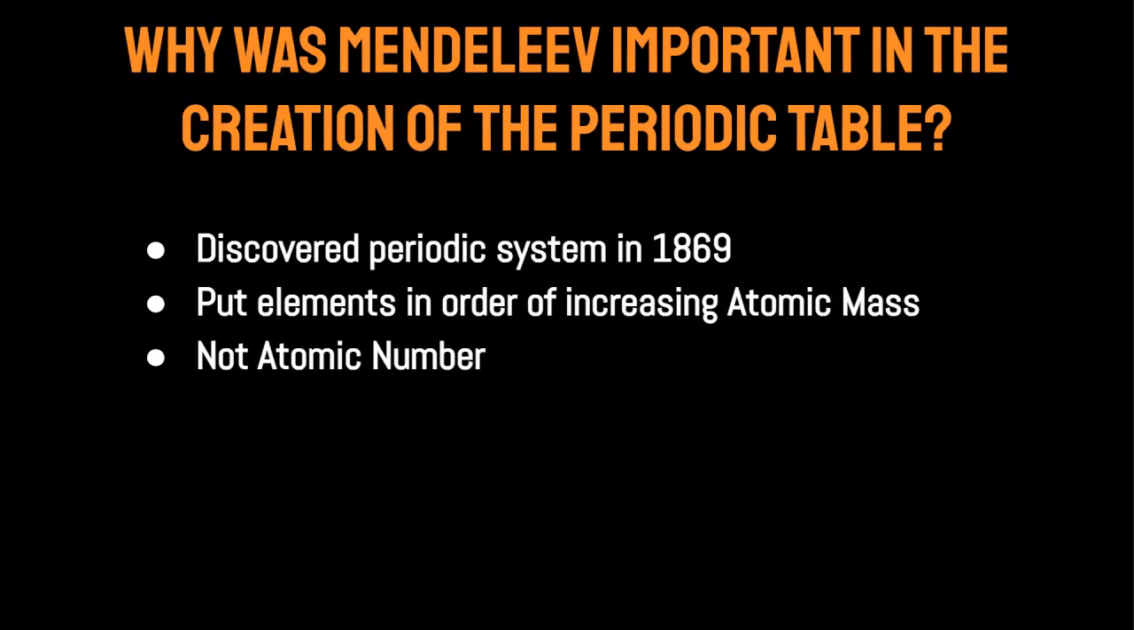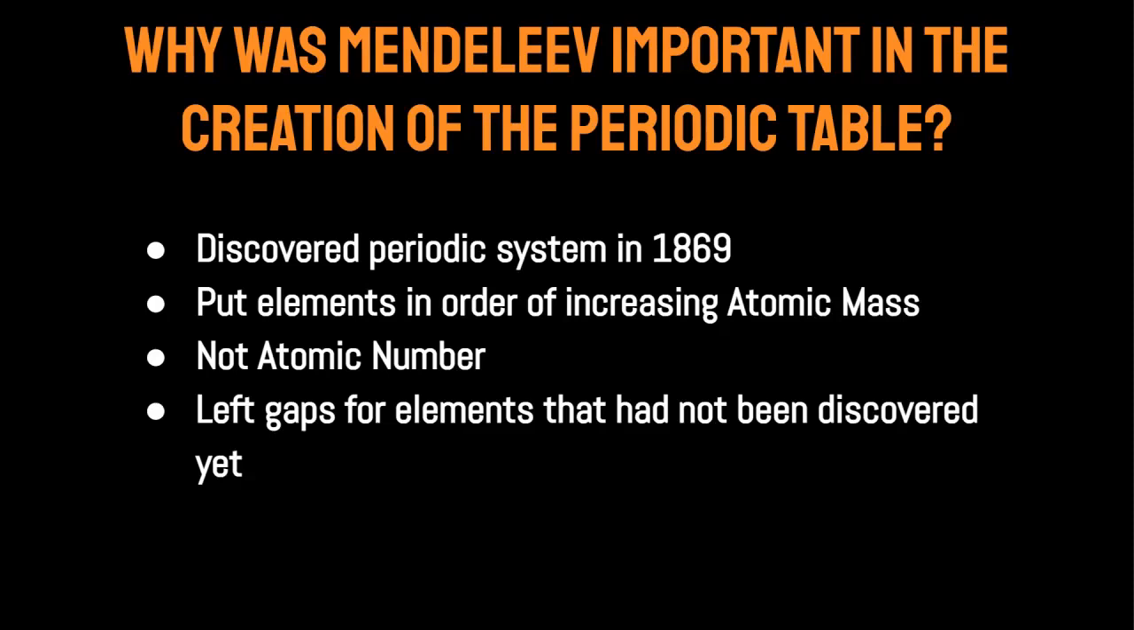Once he put his periodic table together, he noticed that there were certain patterns with the elements as you go down the periodic table. Because of these patterns, he was able to leave gaps for elements that had not yet been discovered. And not only did he leave gaps for these elements, he was also able to predict the properties of these elements based on the other elements around them, based on the patterns that he was already seeing across rows and columns on his periodic system.